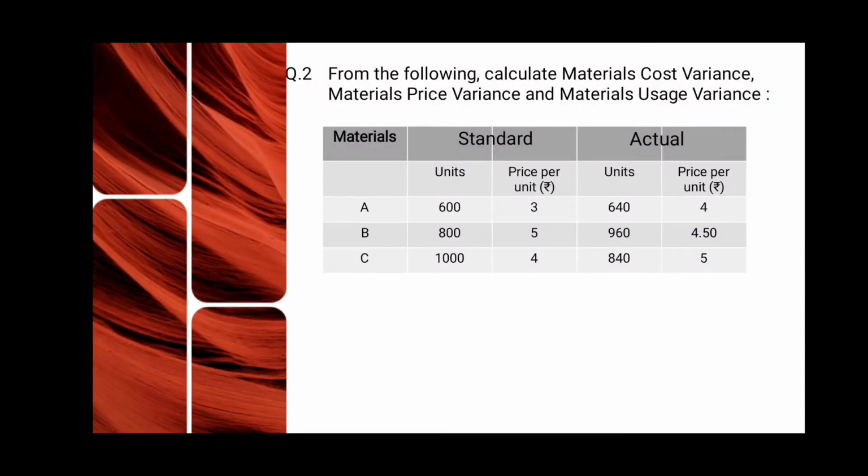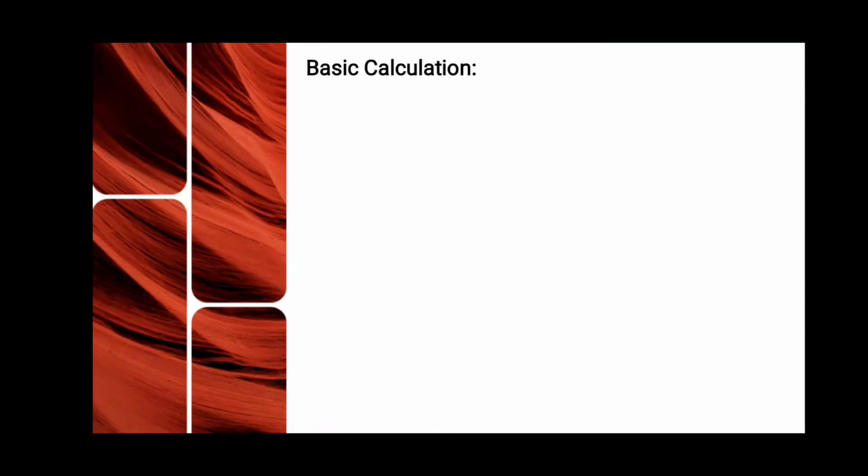So let us start with question number 2. From the following, calculate materials cost variance, materials price variance and materials usage variance. So in the given table, the material information is given for standard materials and actual materials. So first let us start with basic calculation.